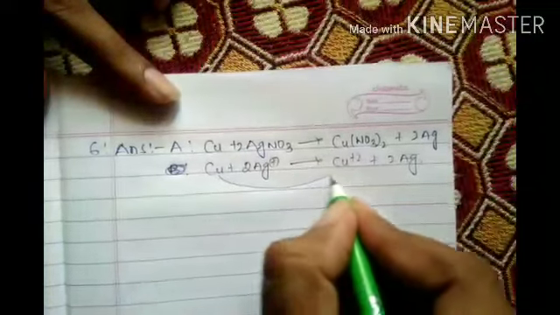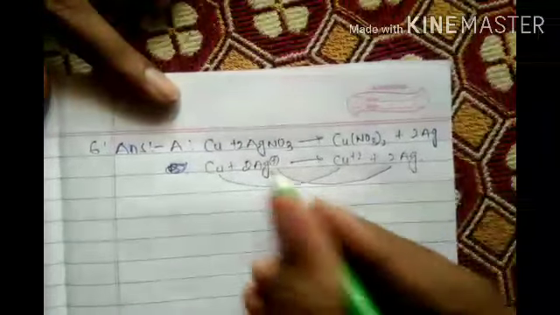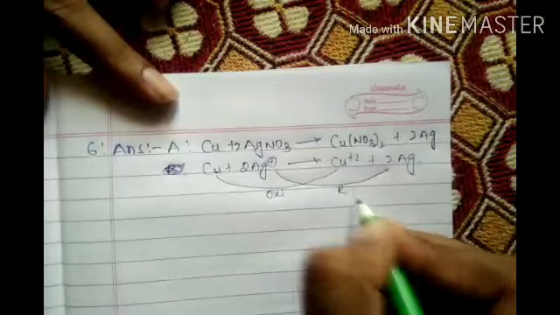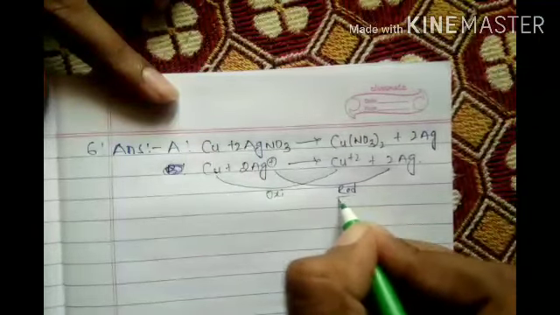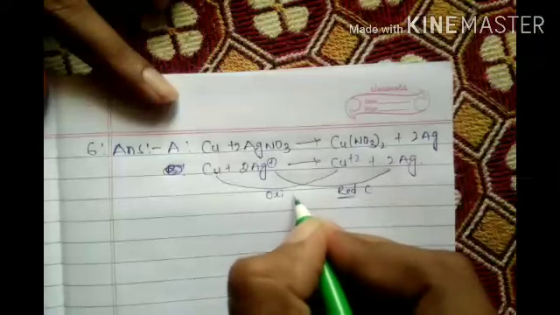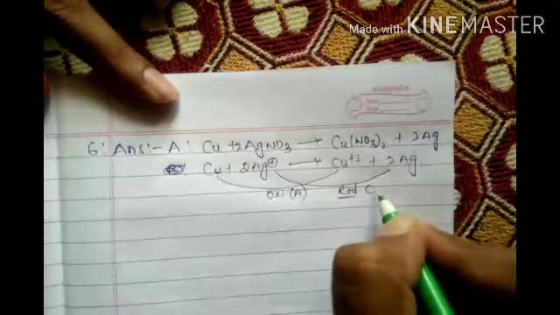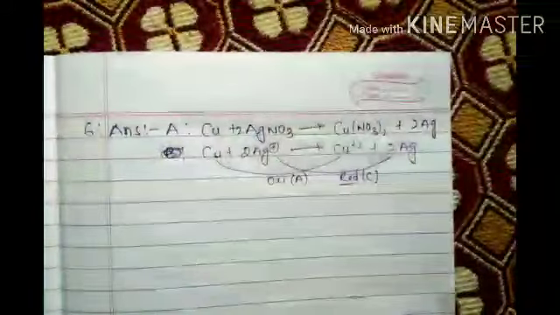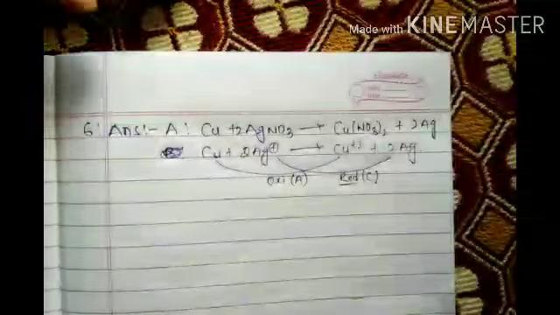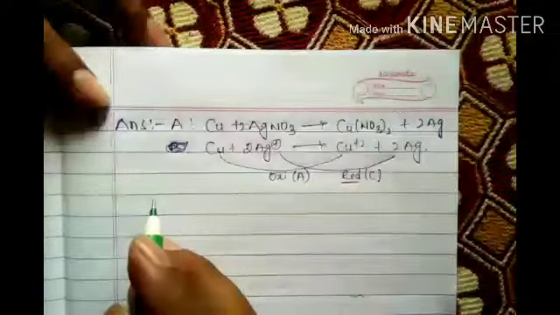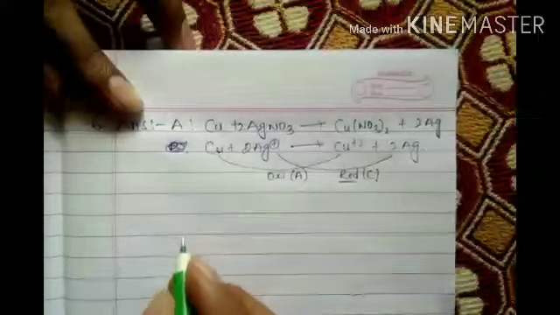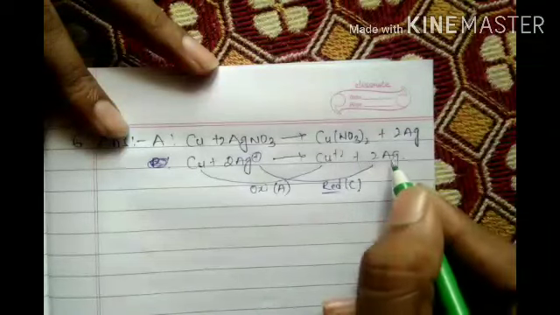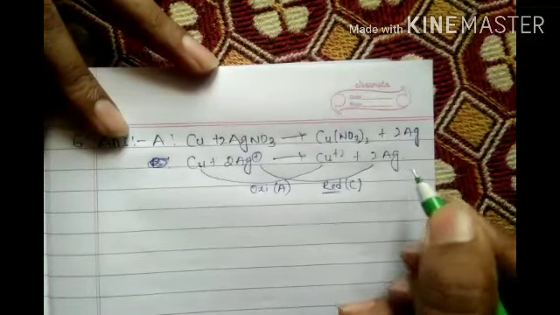See, what happened here? Oxidation and reduction. Reduction we take on the cathode side, oxidation we take on the anode side. So write the cell representation. Cell representation, write it. What is that? Cu2+ plus 2 Ag.